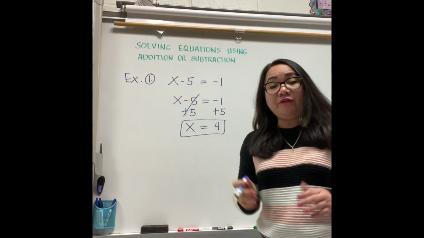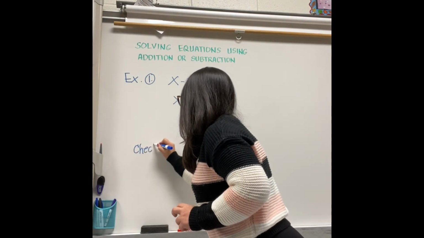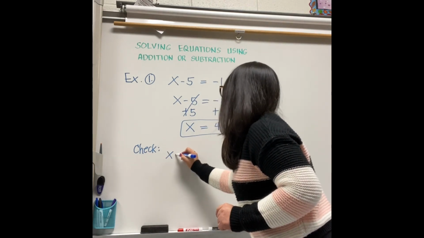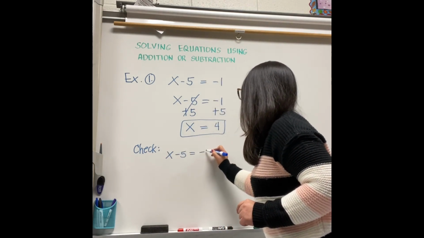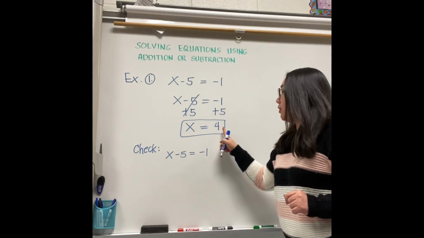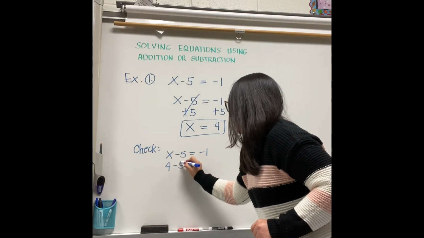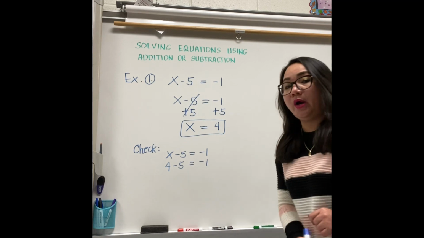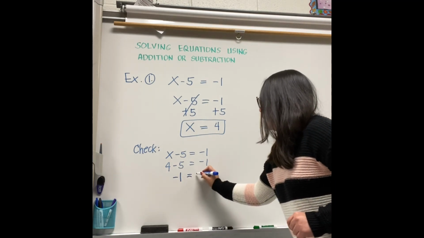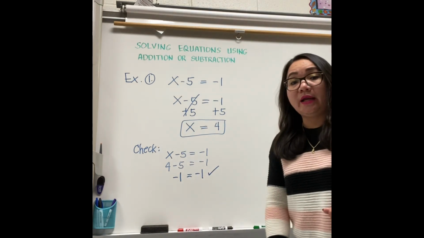Now we can check if your answer is correct or not. So we will do the checking. We will write the original equation. So x minus 5 is equal to negative 1. The value of our x is 4. So we will substitute 4 to our x. So x will be 4 minus 5 is equal to negative 1. 4 minus 5 is negative 1, which is equal to negative 1. So they are equal. That means your answer is correct.